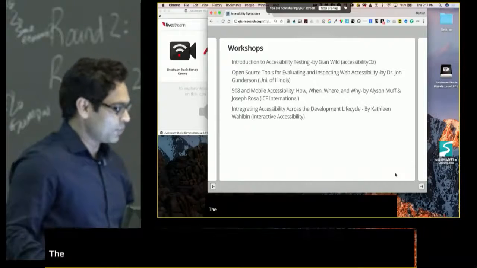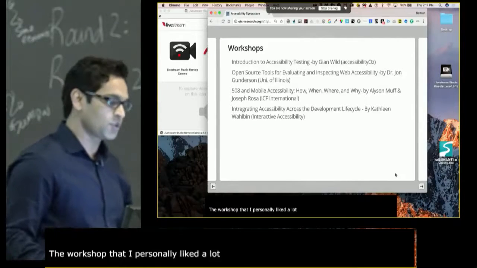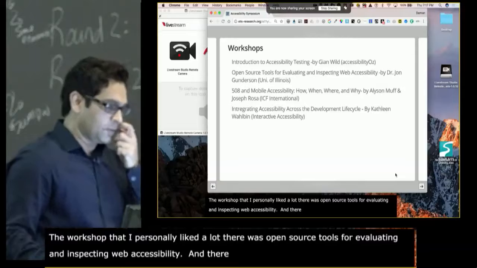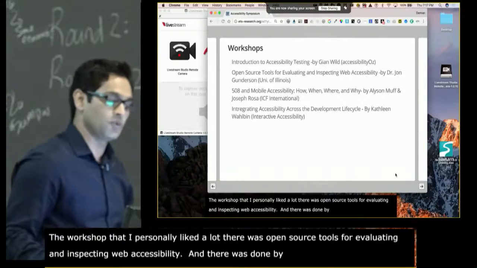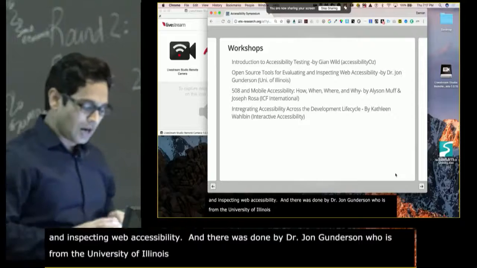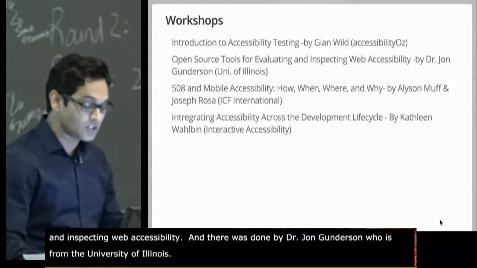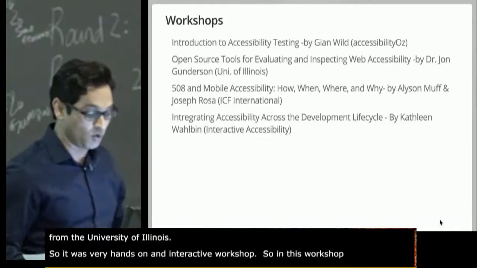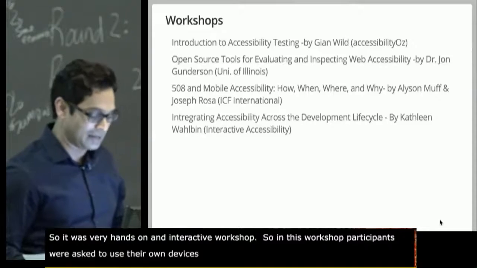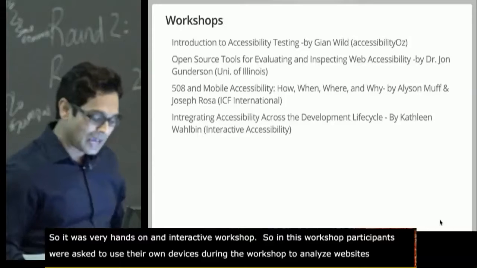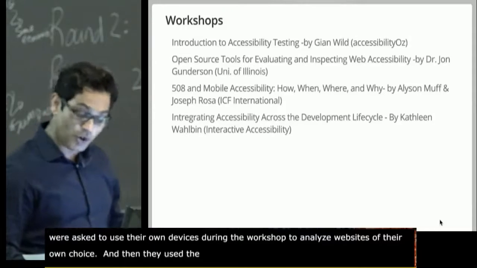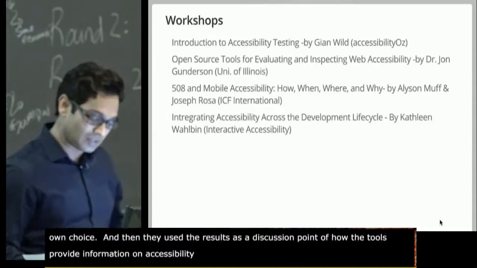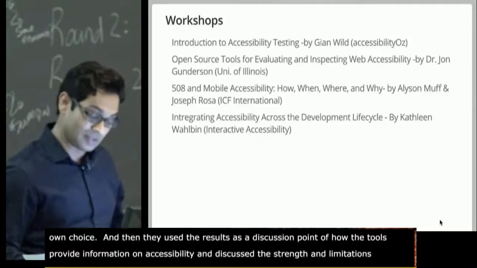The workshop that I personally liked a lot was on open source tools for evaluating and inspecting web accessibility, and that was done by Dr. John Gunderson, who is from the University of Illinois. So it was a very hands-on and interactive workshop. In this workshop, participants were asked to use their own devices to analyze websites of their own choice. And then they used the results as a discussion point of how the tools provide information on accessibility, and discussed the strengths and limitations of automated testing results.